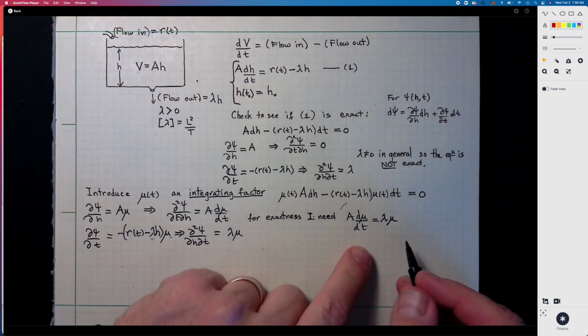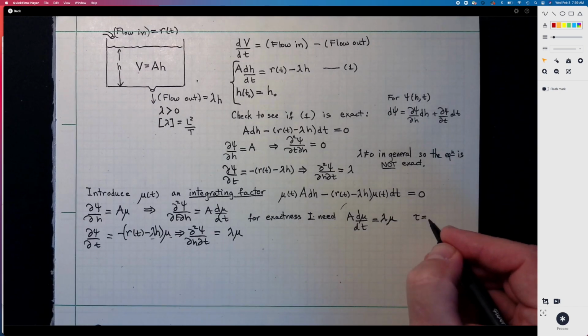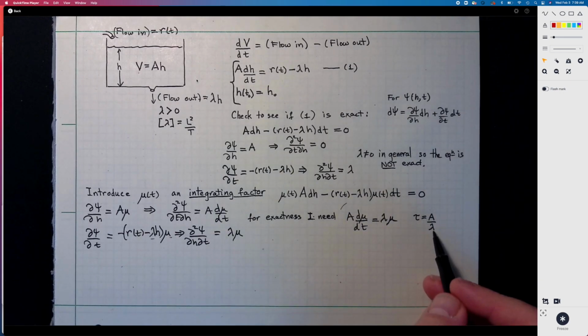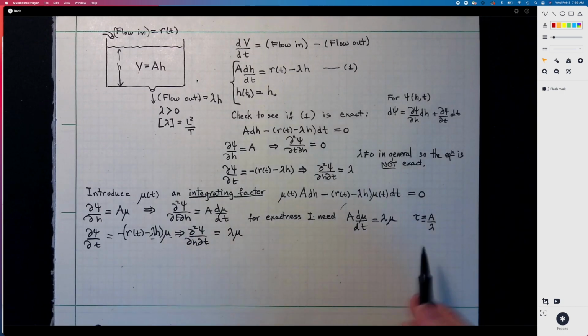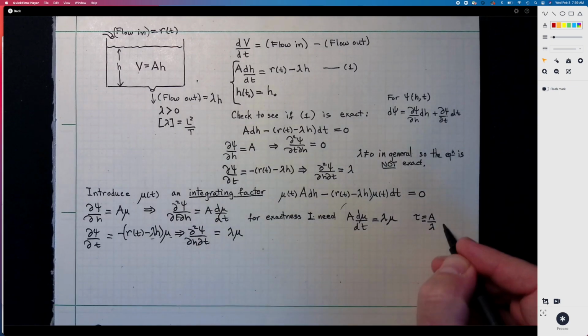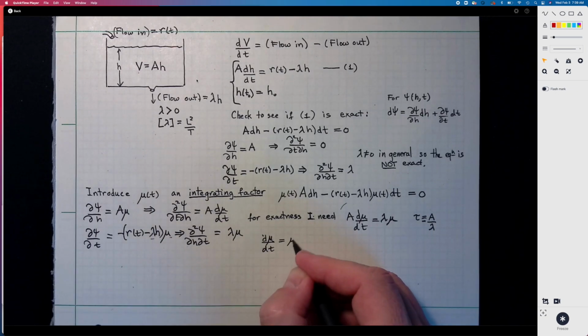So before I proceed, I'm going to introduce this variable tau, which is going to be a over lambda. Remember, a is an area, and lambda has dimensions of area per time, so a over lambda is going to have dimensions of time. And so I'm introducing this parameter tau here, just to simplify the notation. And then the equation will become d mu dt is equal to mu over tau.